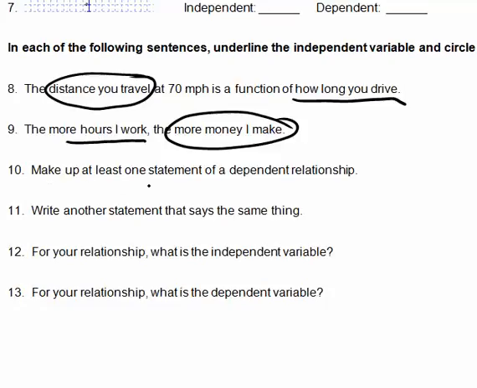So make up at least one statement of a dependent relationship. So this is mine. You can't use this one. You have to do your own. Your grade depends on your effort.